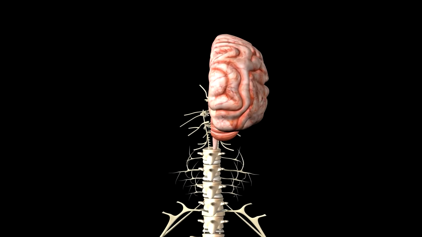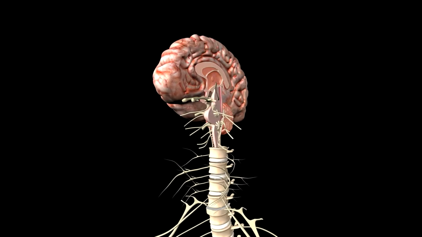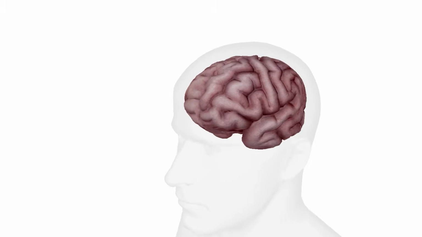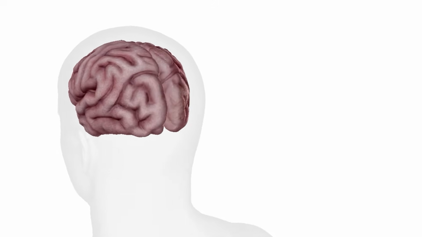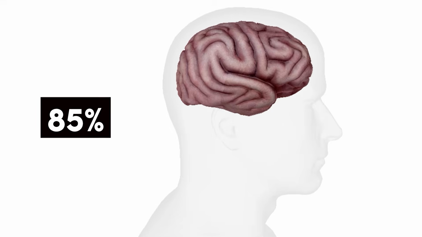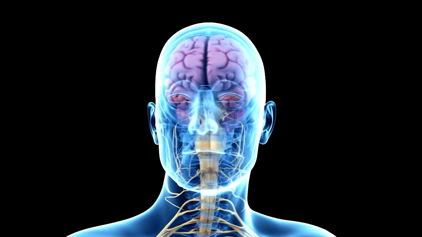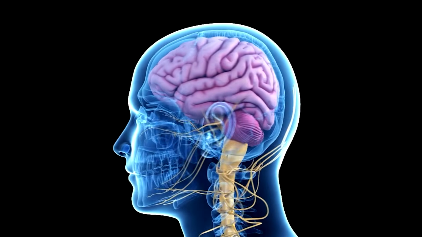Now we will discuss all these parts in a bit more detail to understand what they are and how they work. Cerebrum. The cerebrum is the largest part of the human brain, accounting for approximately 85% of its weight. It is responsible for most higher-order cognitive functions and can be described in further detail as follows.